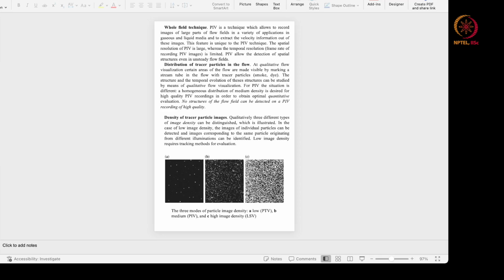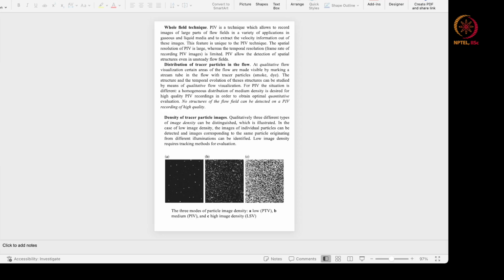So PIV is a whole field technique, therefore, right? It is a technique which allows you to record images of large parts of the flow field in gas or liquid medium, and you can extract the velocity component out of these images. So this feature is the PIV technique.